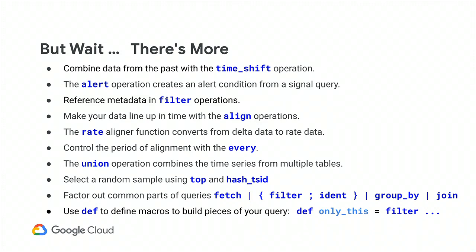Rate allows you to change from deltas to streams to rates, from things that are absolute changes to changes in time. And every allows you to control the period of evaluation of the queries. All of the queries we've seen up until now have used a sort of default 1 minute evaluation period.